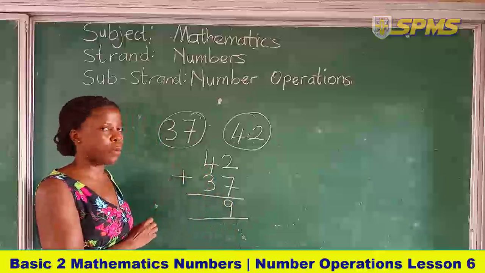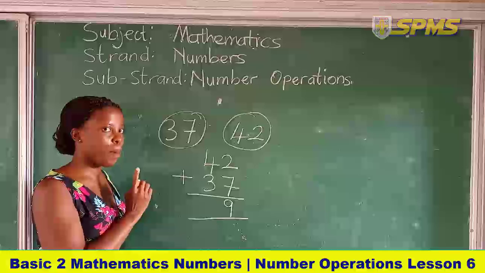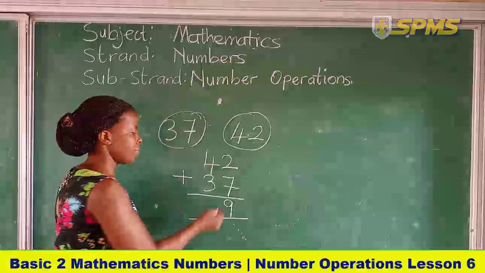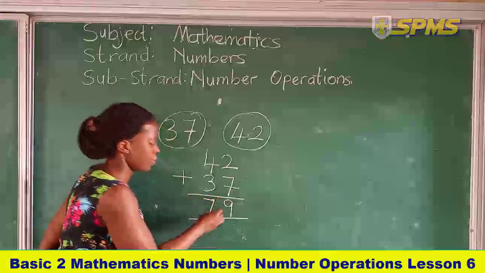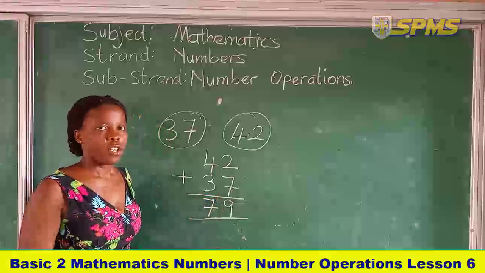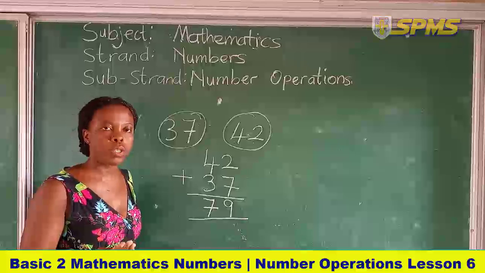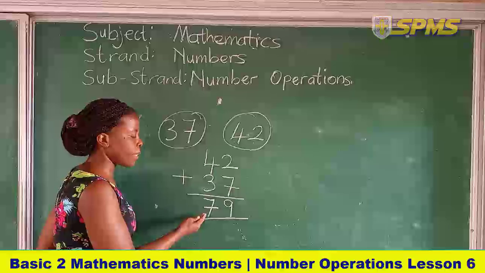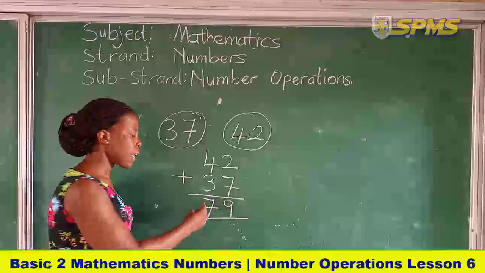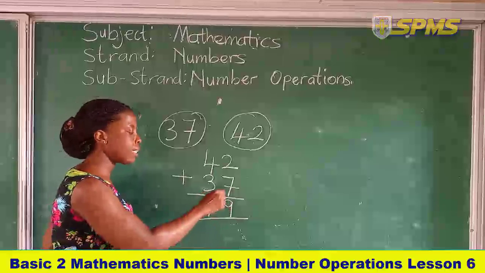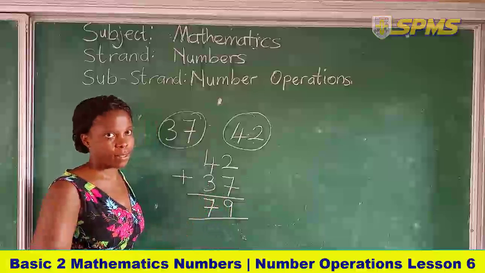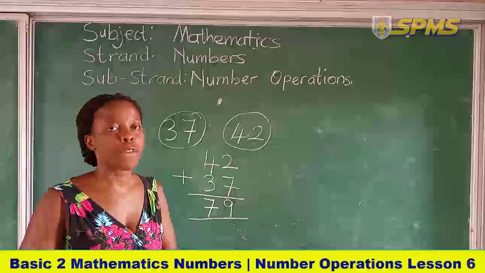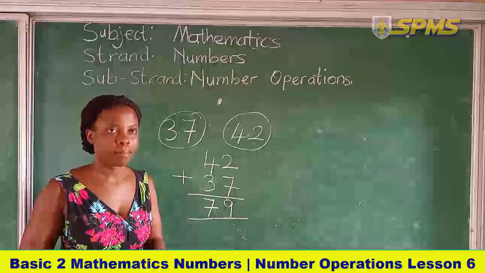Then the 4 plus 3, 4 in your mind, add 3, 7. Good. So what is your result? Or what is your sum? Your sum is 73. 7 tens and 9 ones. That is how we add 2-digit numbers in a vertical manner.